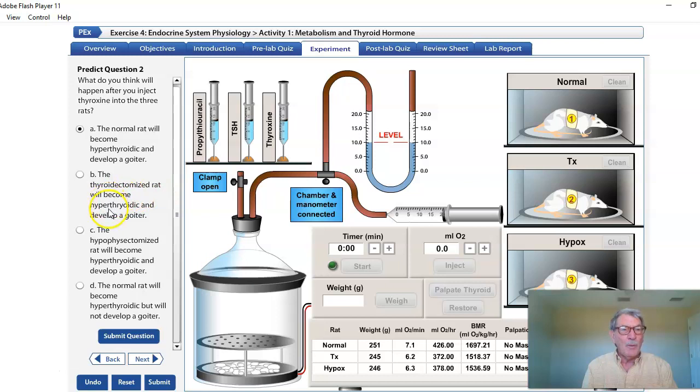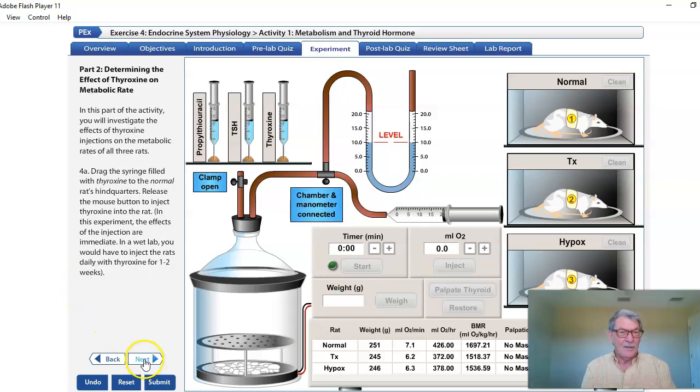The thyroidectomized rat will become hyperthyroid and develop a goiter? Well, he can't develop a goiter. He doesn't have a thyroid. He can become hyperthyroid because you give him too much thyroid hormone, but he can't develop a goiter because he doesn't have a thyroid gland. The hypothyroid rat will become hyperthyroid and develop a goiter? Again, you don't develop a goiter with extra thyroid hormone. It's TSH. The normal rat will become hyperthyroid but will not develop a goiter. That's got to be the correct answer. Next.